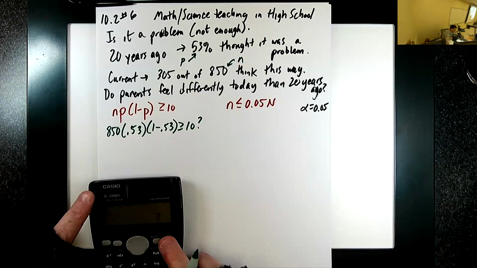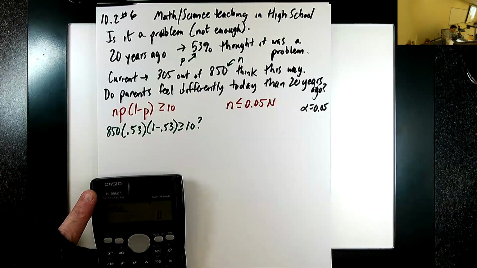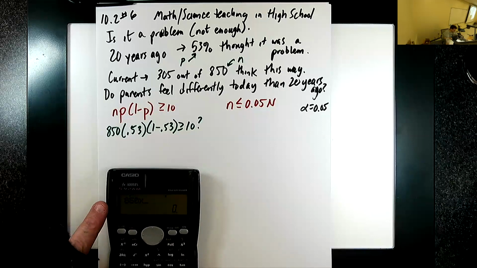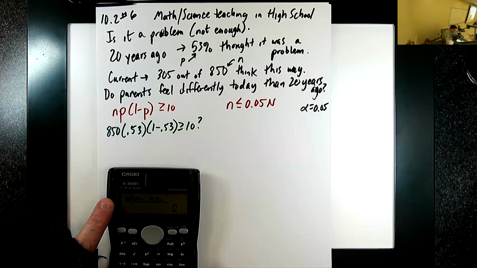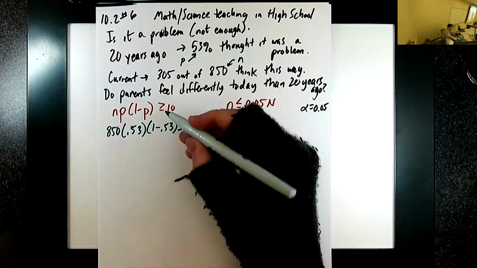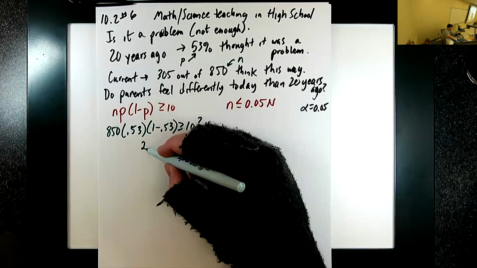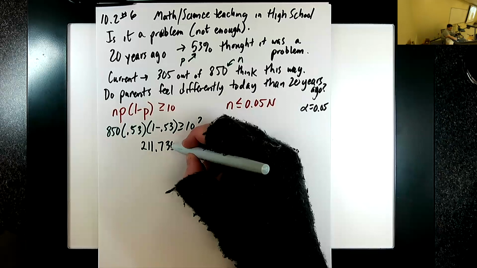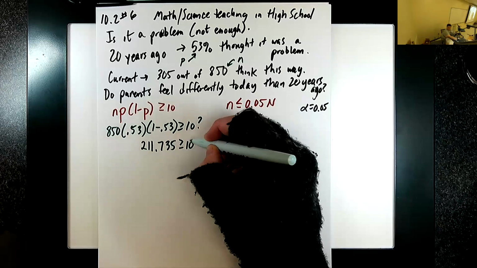This is some calculator mojo. And I'm getting 211.735 is greater than or equal to 10.